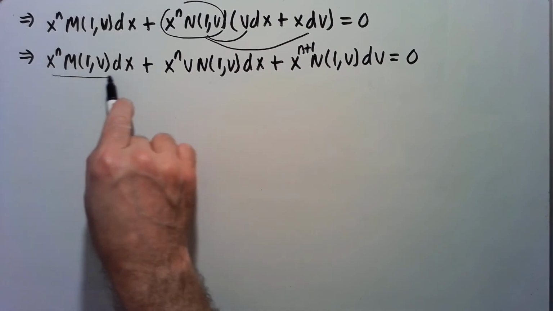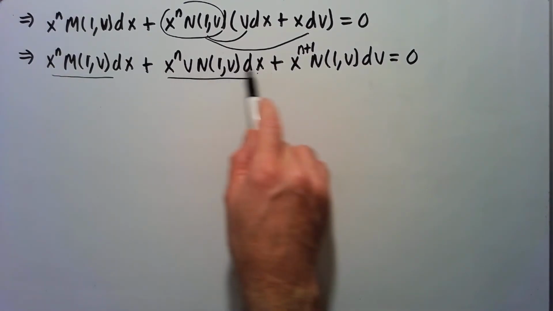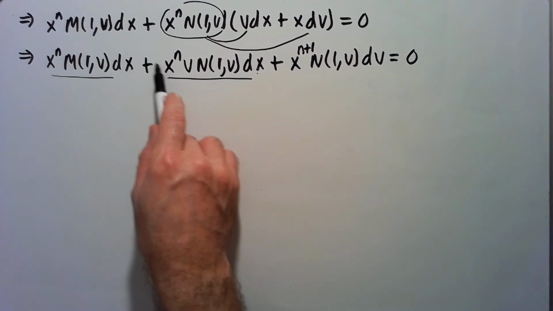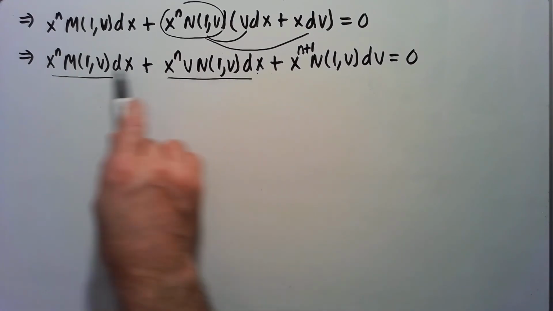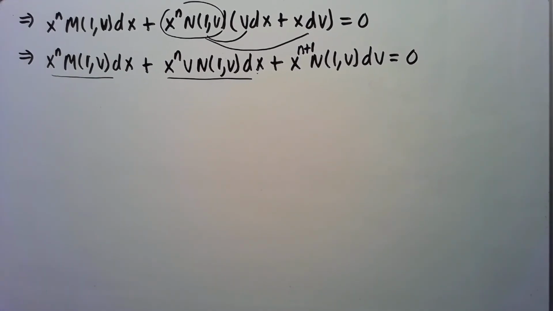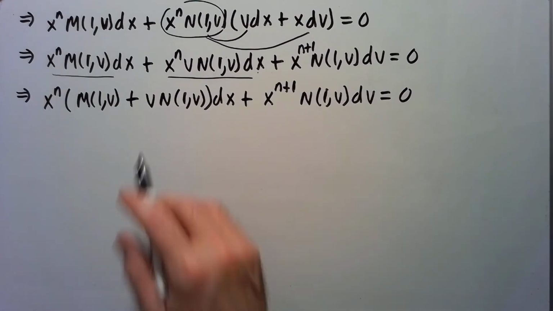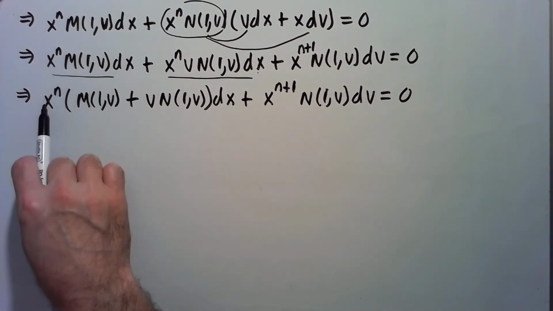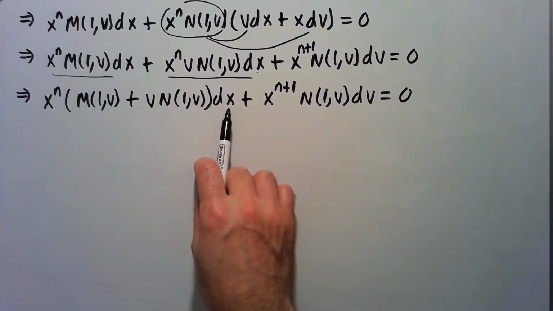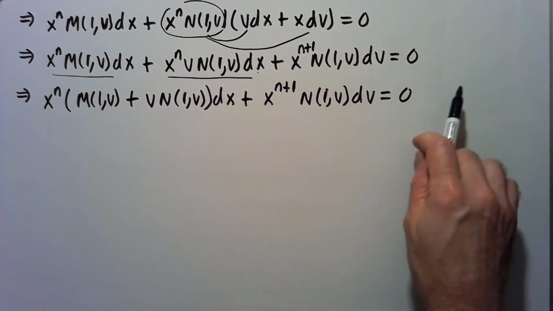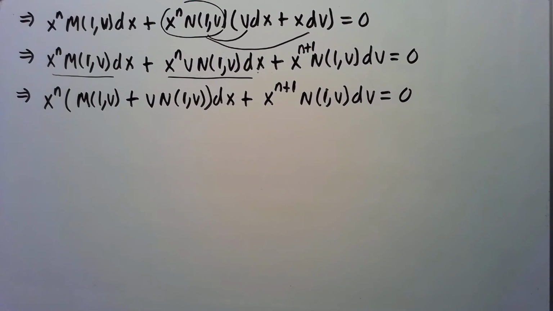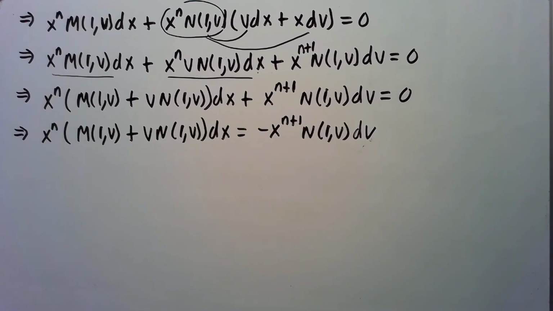So these two guys here have dx's, and they both have x to the n. So I'm going to factor x to the n out on the left side and factor dx out on the right side on these two. So I get this. Again, I factor the x to the n out on the left side, and the dx out on the right side. Now let's move this guy across the equal sign. So we get this. Now I'm going to divide both sides by x to the n.